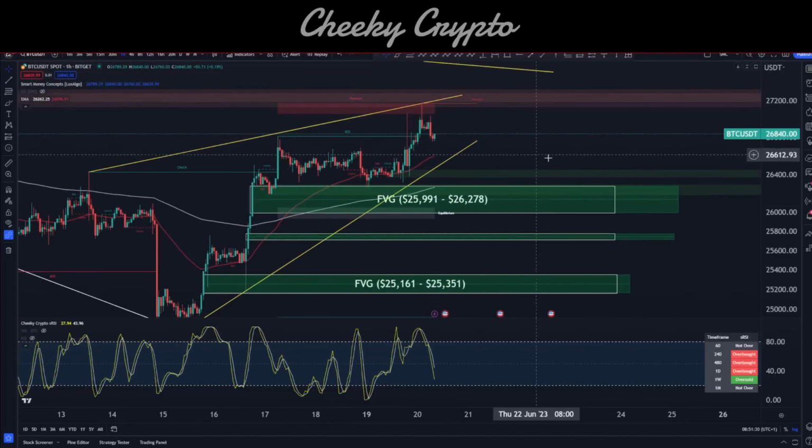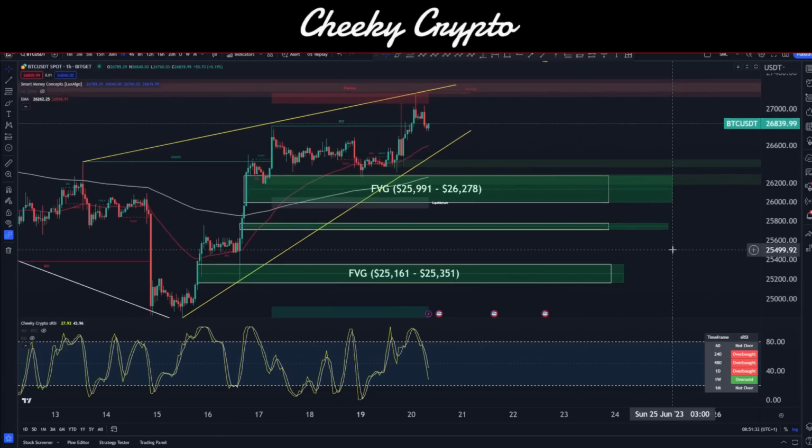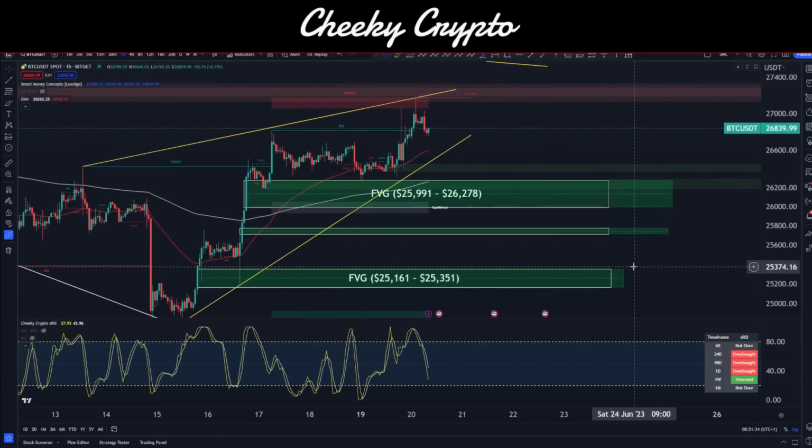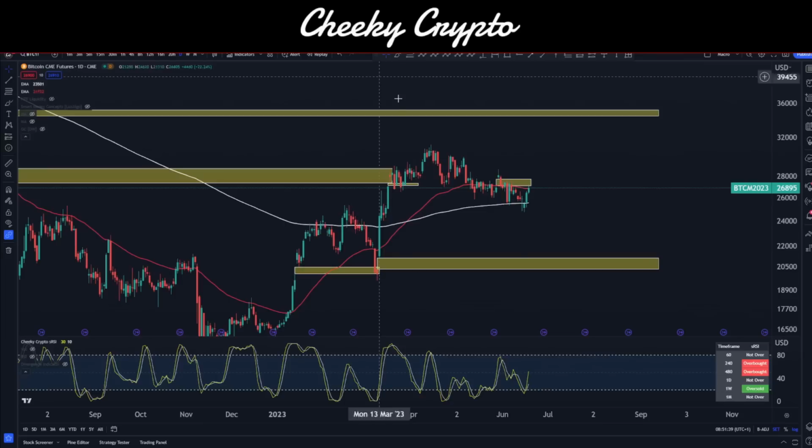But momentum shifting around on the hourly, it's not looking too bad on the small time frames. The large time frames, it's looking pretty bad. Now, as we think about where price can go, we obviously do have the CME gaps as well.